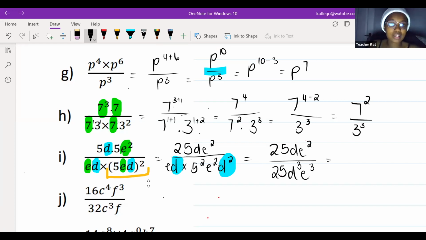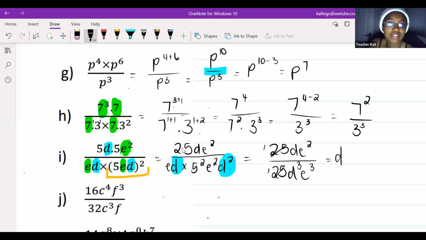Beautiful. Let us simplify. Now we have 25 divided by 25. What happens to the 25s? Yes, they cancel. They become 1. 25 goes into itself once. Numbers are gone. Let's deal with d. So it's going to be d to the power of what?